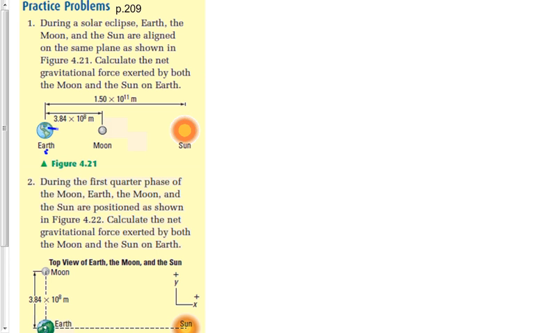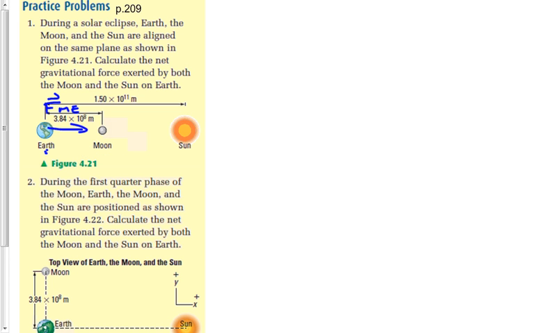The force of the Moon on the Earth is to the right. We're going to call it FME, the force of the Moon on the Earth. The Moon pulls the Earth to the right. Now, in the end, the Earth pulls the Moon to the left, right? Why do we not draw that in? I'm going to erase that. Why do I not bother drawing that?